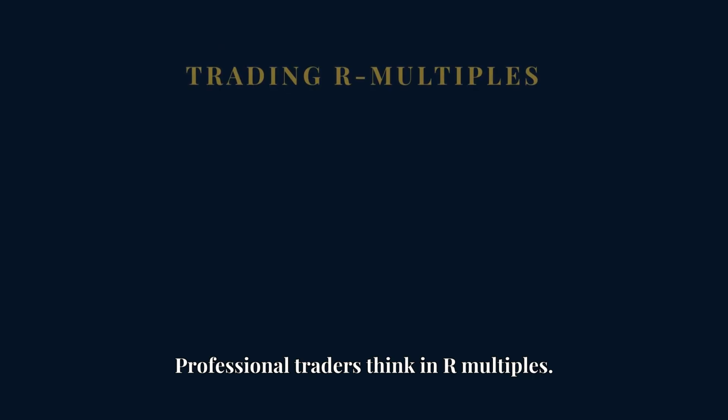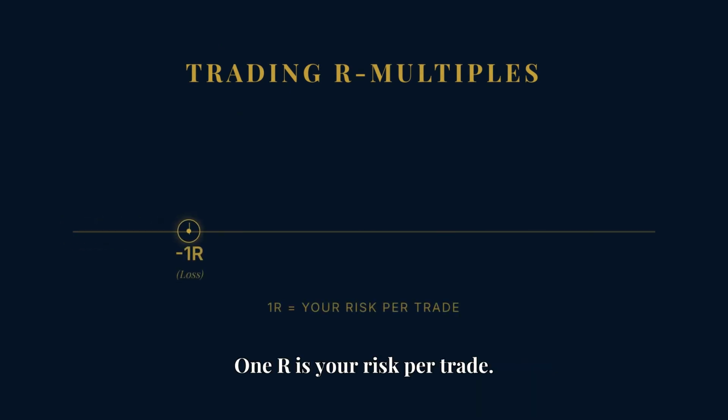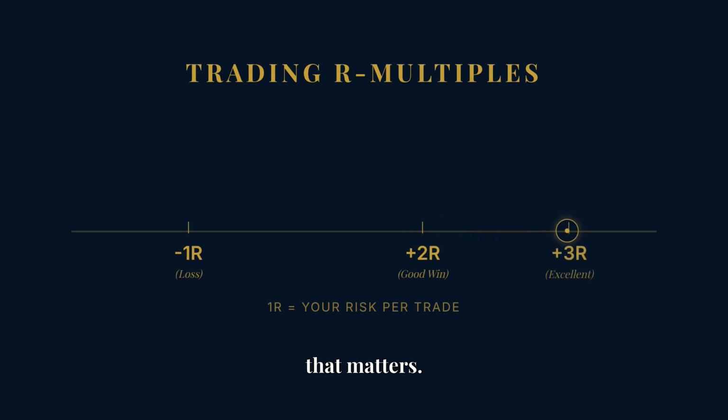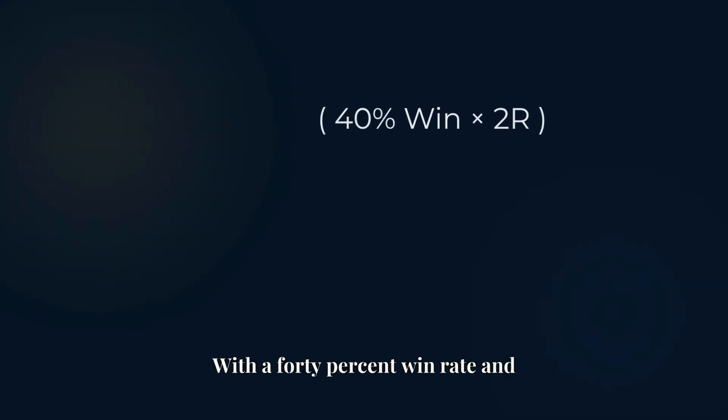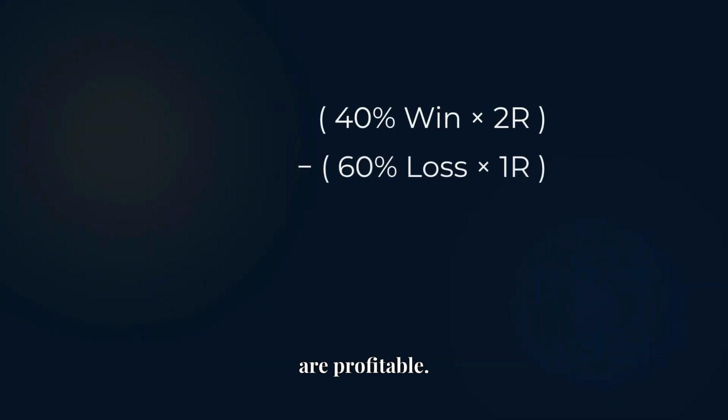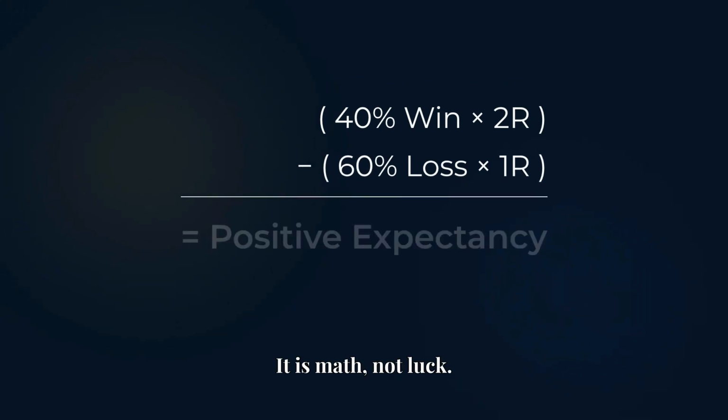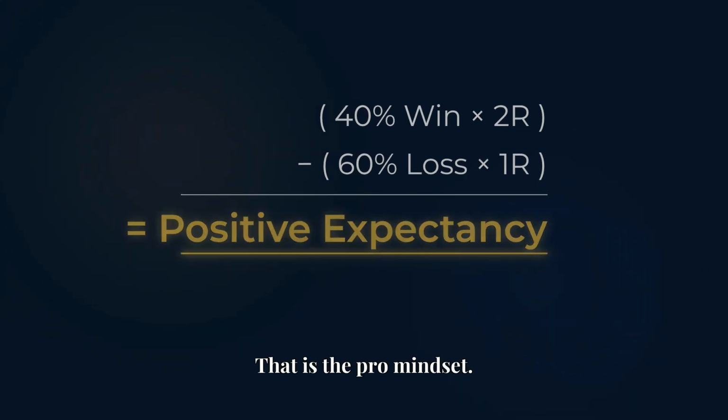Professional traders think in R multiples. 1 R is your risk per trade. It is the only unit of measurement that matters. With a 40% win rate and an average win of 2R, you are profitable. It is math, not luck. That is the pro mindset.